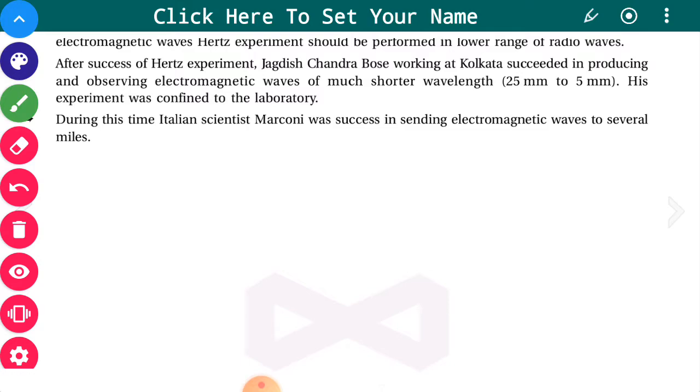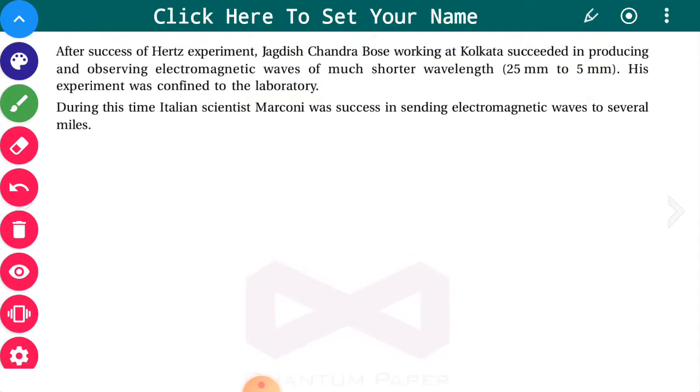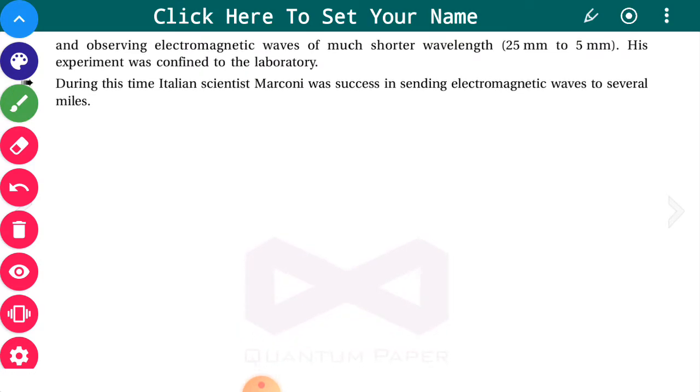After the success of Hertz's experiment, Jagdish Chandra Bose, working at Kolkata, succeeded in producing and observing electromagnetic waves of much shorter wavelength, that is, 5 mm to 25 mm. His experiment was confined to the laboratory. During this time, the Italian scientist Marconi succeeded in sending electromagnetic waves over several miles.